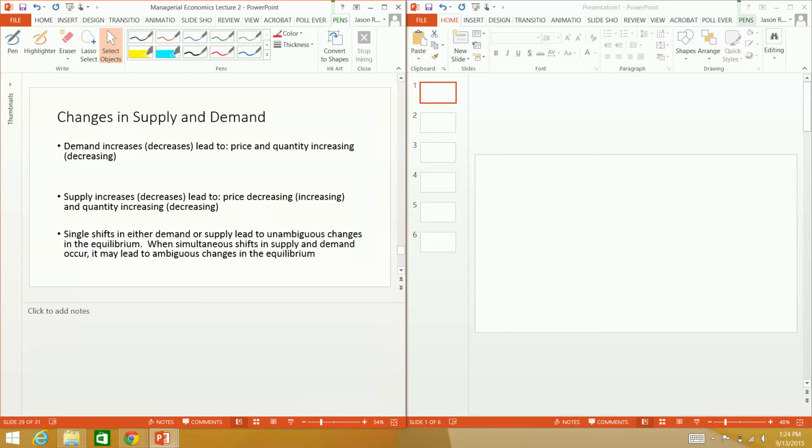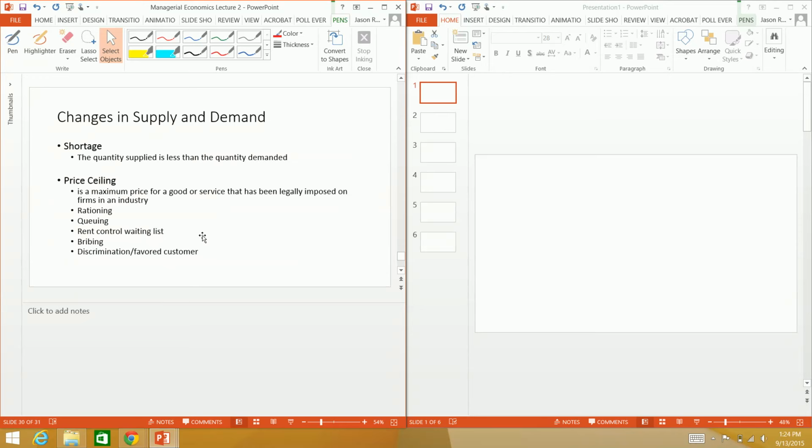Now, when we have simultaneous shifts in supply and demand, when demand and supply are moving together, this may lead to more ambiguous changes at the equilibrium. So we must be careful how to analyze changes in quantity or prices. And this should ring a bell to you. When you talked about this in your microeconomics class, this is a topic that should have been largely emphasized.